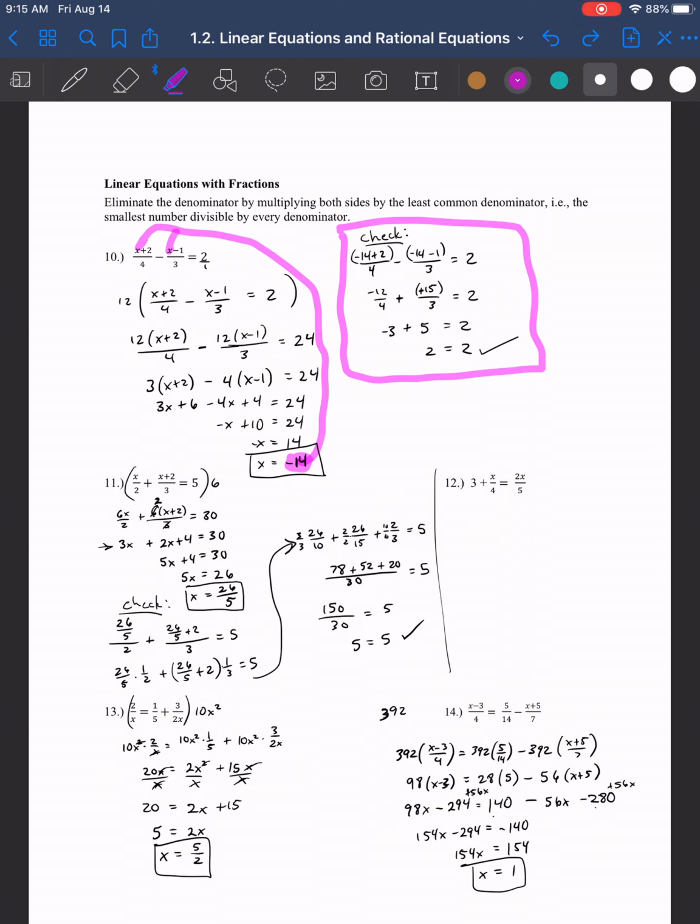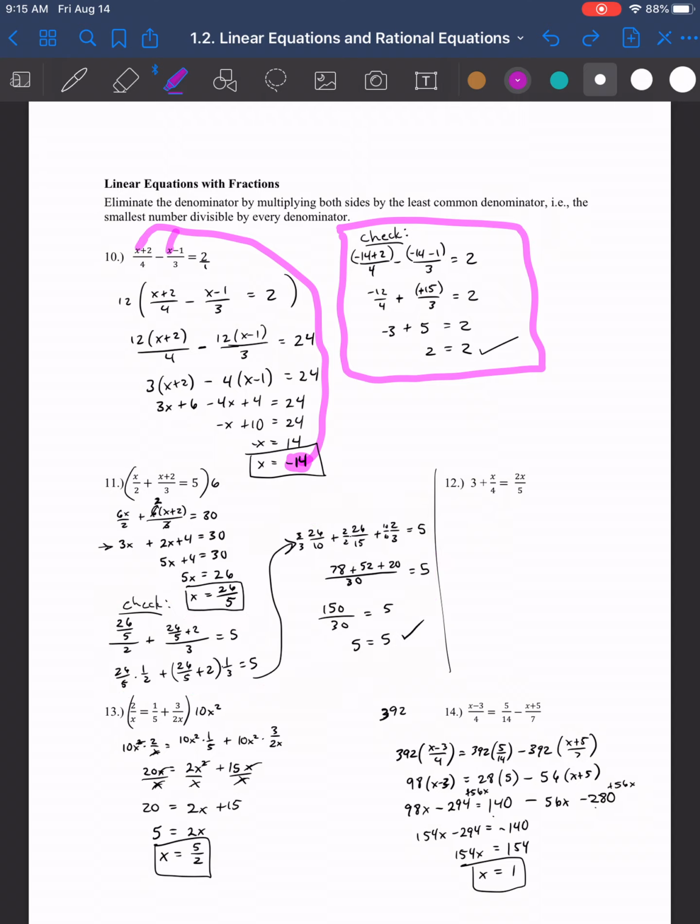Again, I went through and did a check. You can see the check is right here, and in the end, I ended up working one side at a time and getting 5 does equal 5. I just carried the right-hand side along because there was nothing to do to it. So that one works. There's a good answer there.